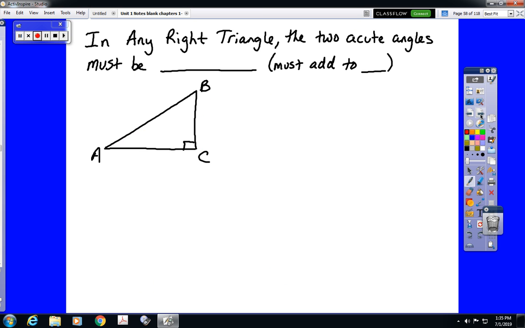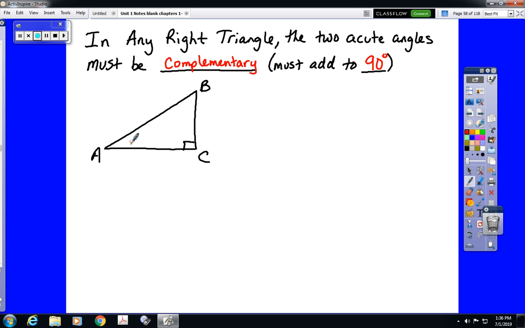So, first of all, in any right triangle, the two acute angles must be complementary angles. Remember that we have in our notes already for this year the rule that states from geometry that the three angles in any triangle have to add up to 180 degrees. Well, if one of those angles is 90 degrees, the other two angles also have to add up to 90 degrees so that all three angles, when added together, would add up to 180.